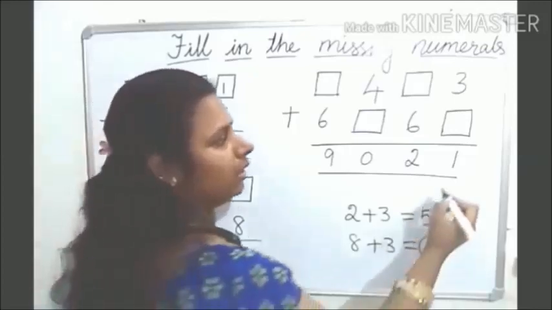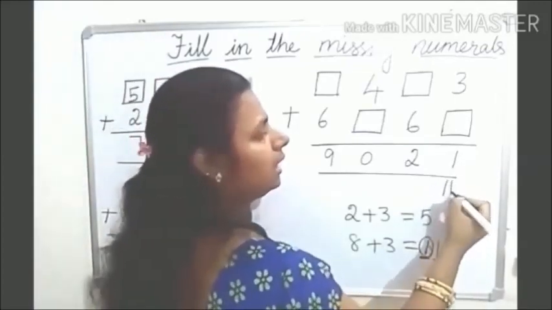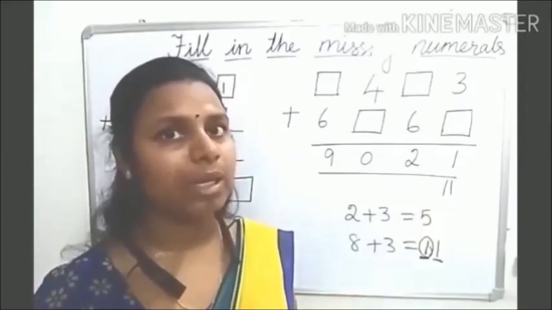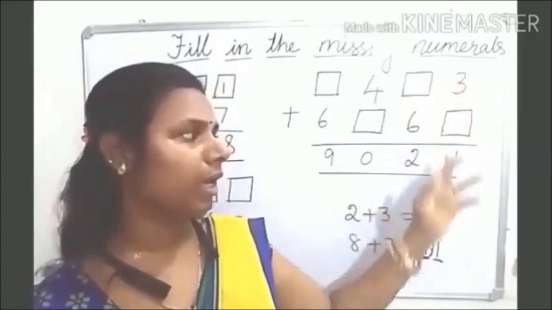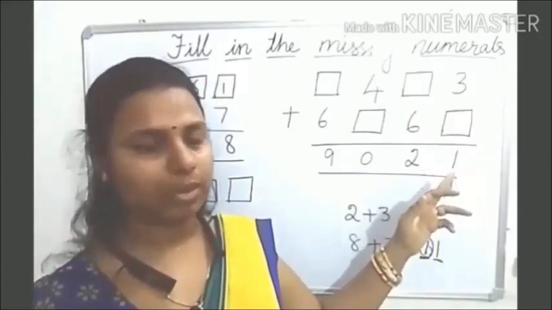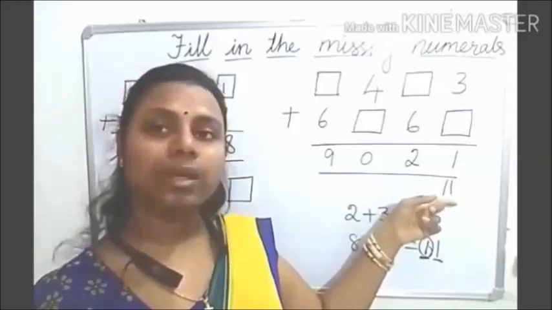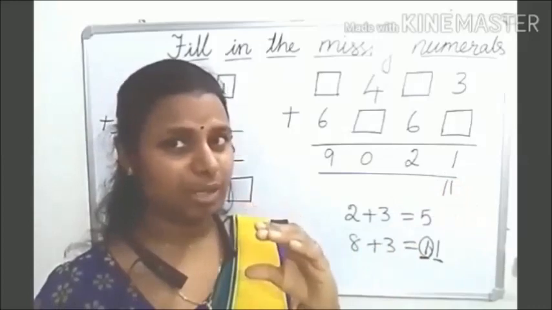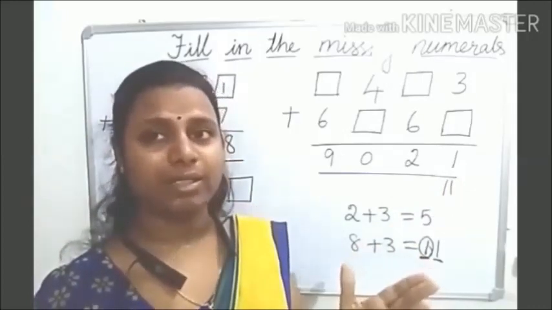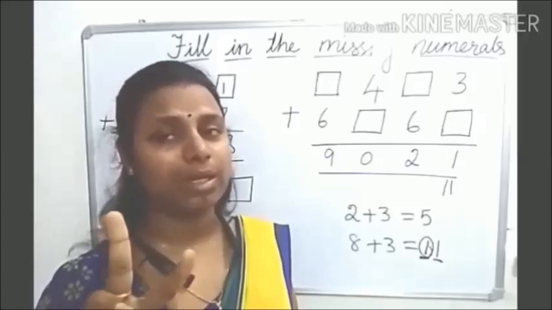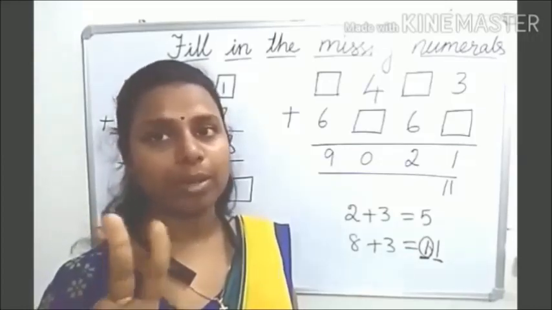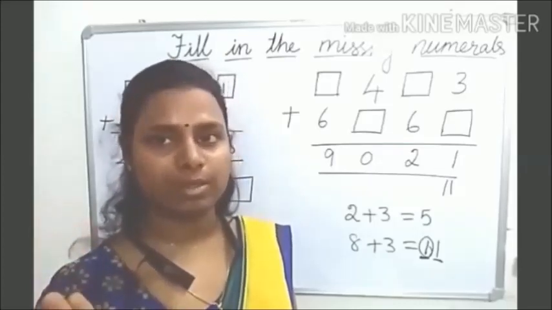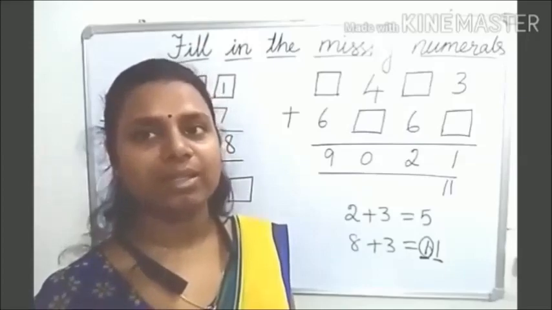So, how can we make it? Instead of 1, it can be 11. That means they could take 1 carry. Instead of 1, here it can be 11. So, whenever the sum is lesser than the addends, we have to take that number like a double digit number. Okay, we have to take one more digit with that. So, it may be greater than the addends.